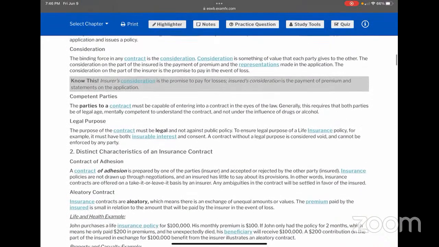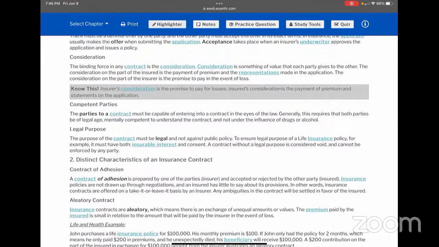Consideration. The binding force in any contract is the consideration. Okay, what's that? Consideration is something of value that each party gives to the other. The consideration on the part of the insured is the payment of the premium and the representations made by the application. The consideration on the part of the insurer is the promise to pay in the event of loss.